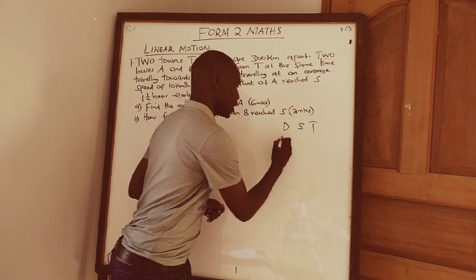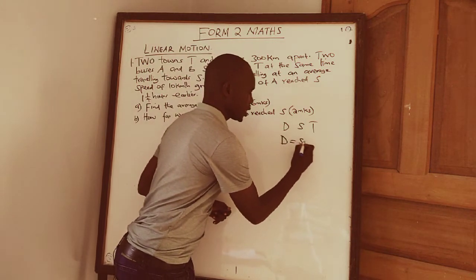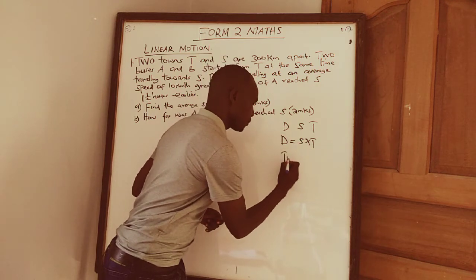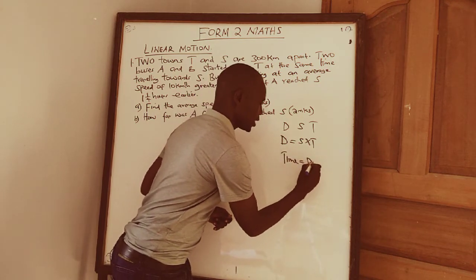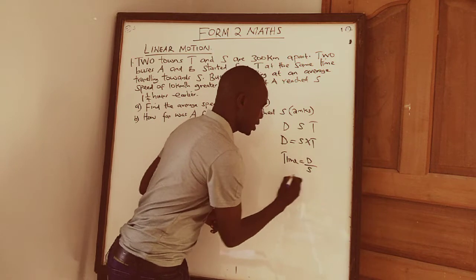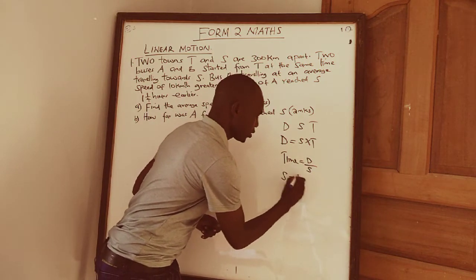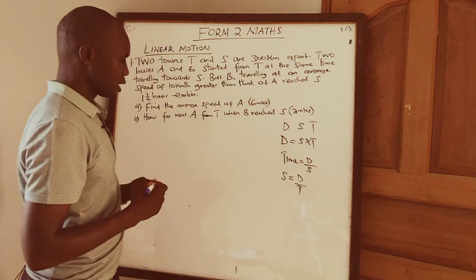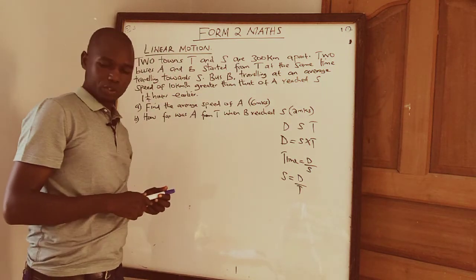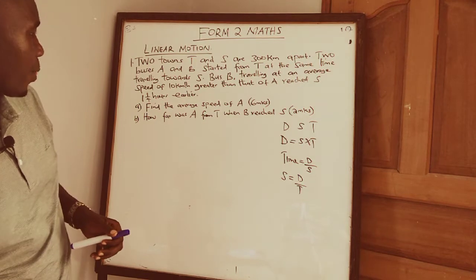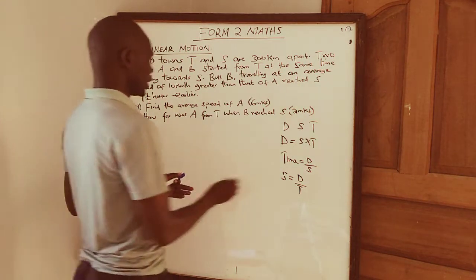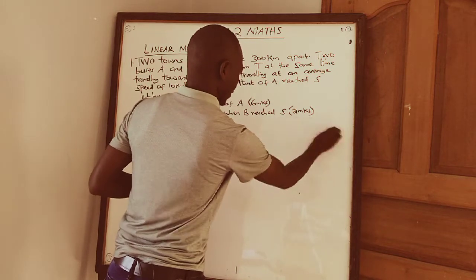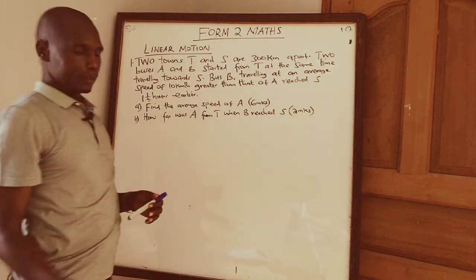And we know for us to get distance, distance is given by speed times time. And if you need time, you take distance, you divide by speed. And if you need speed, you take the distance, you divide by time. And that is how that question is going to be done. Anyway, now let us go through the question. From there, we can be able to work it out.